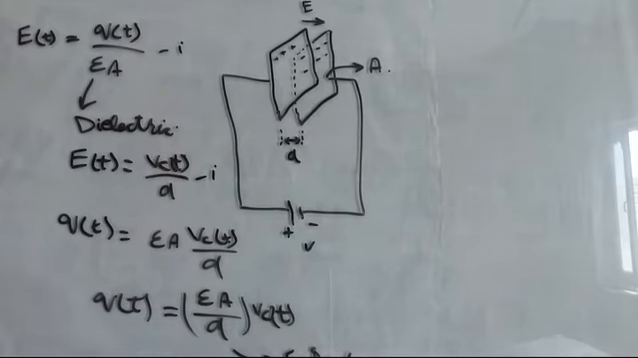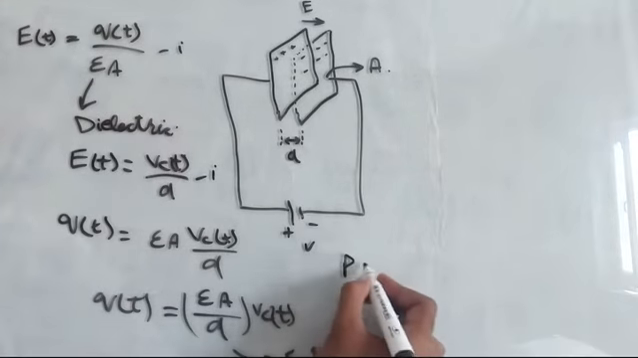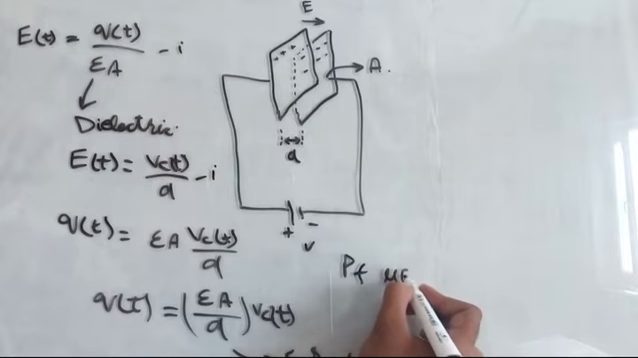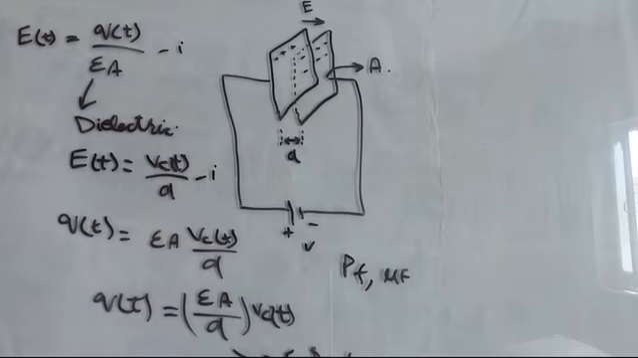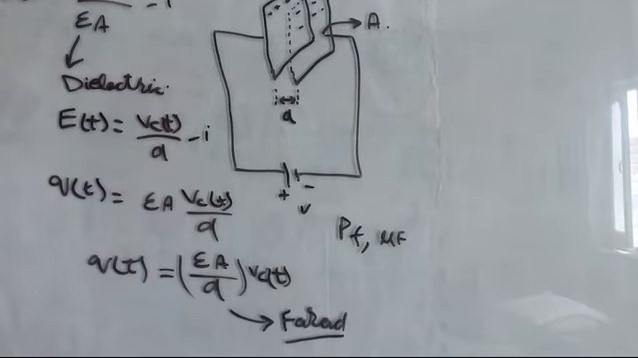Farad is a very large unit, so mostly picofarad or microfarad are used to represent the capacitance of a capacitor. So Q is equal to, this is called capacitance, we represent it with C, multiplied by V. Q is equal to CV.